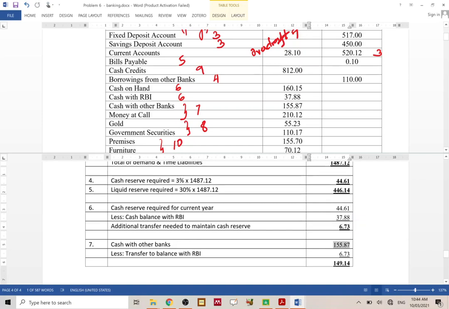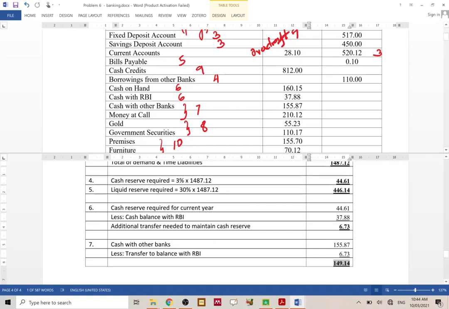There is some amount already kept with other banks. So deduct the required amount from the other banks, meaning bring back the money from other banks and keep it with RBI. So what remains with the other banks, the balance, is 149.14. Right? Very simple calculation. Since the amount kept with RBI was less than the actual cash reserve that is required, we have taken an additional transfer of 6.73.